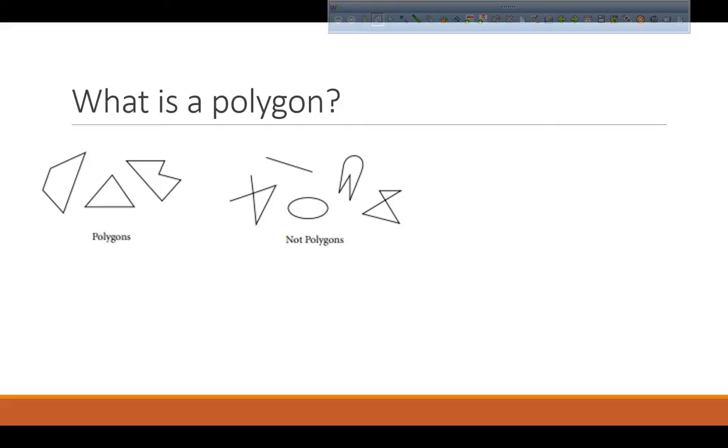A closed shape. Well, if it's just a closed shape, why wouldn't that oval thing be a polygon? What's a closed shape got to be made of?